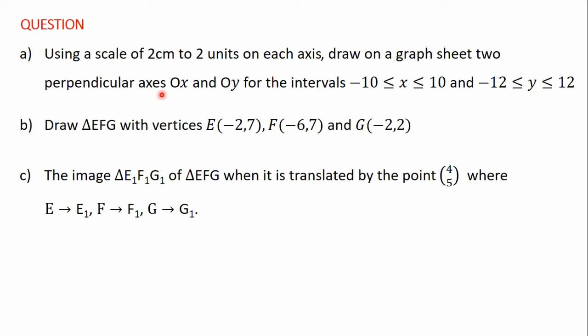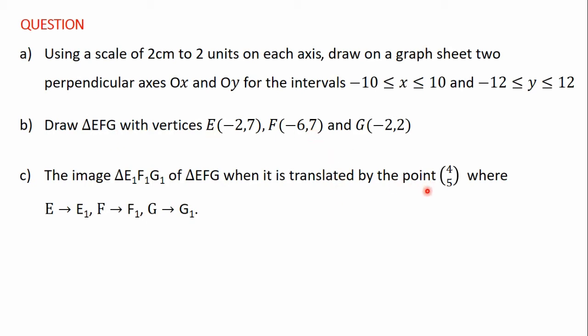So we are going to use a scale of 2 centimeters to 2 units to number our x-axis from -10 to 10 and our y-axis from -12 to 12. Then we draw the triangle EFG, and the coordinates of the vertices have been given to us. After that, we use the translation vector 4, 5 to translate the triangle EFG so that we get the image triangle E1, F1, G1. Now, in order to translate triangle EFG, we have to translate each of the coordinates of the vertices of triangle EFG.